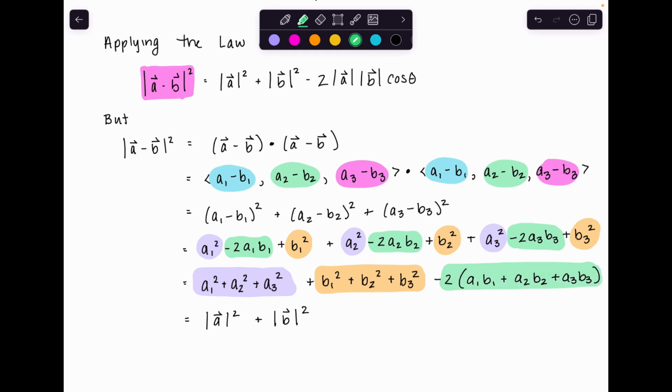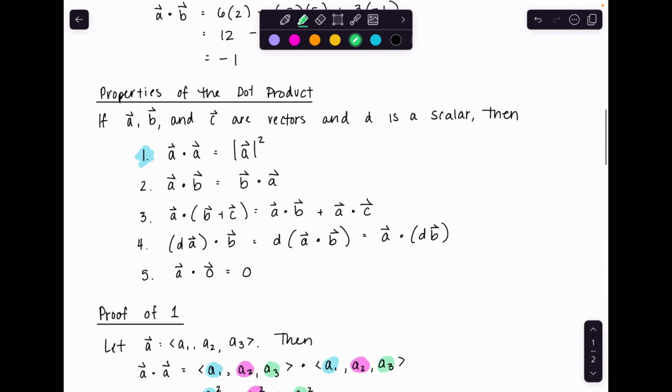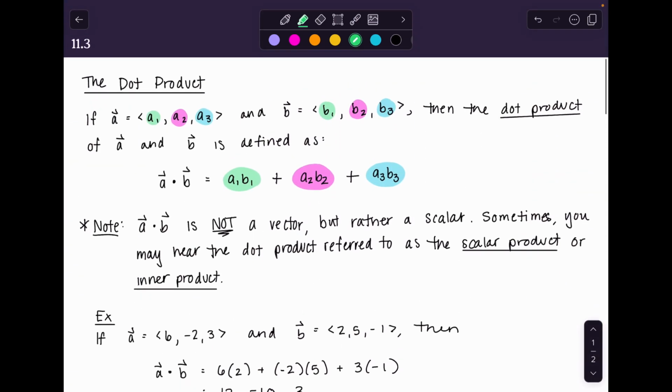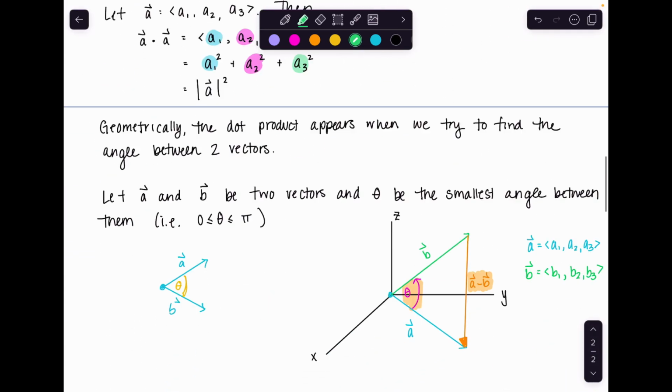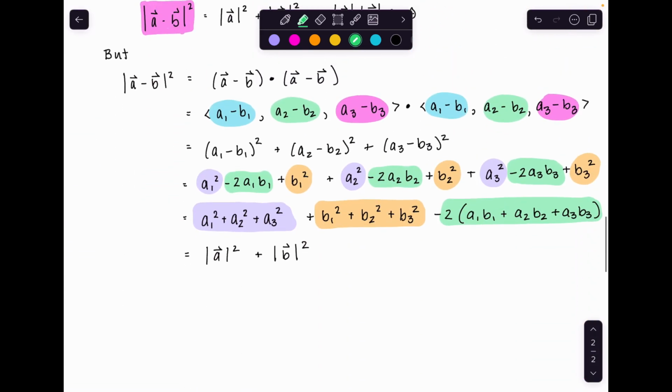And if you look at that, that is multiplying the like components from vector A and B and adding them together. It's exactly the dot product between A and B. So what happens is this formula actually simplifies really nicely as the magnitude of A squared plus the magnitude of B squared minus 2 times the dot product of A and B.